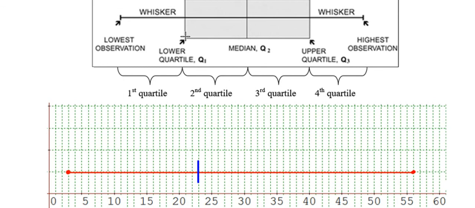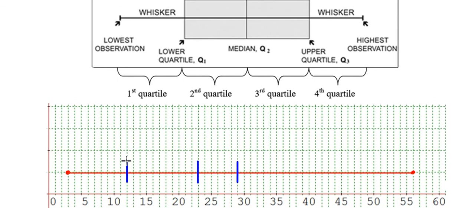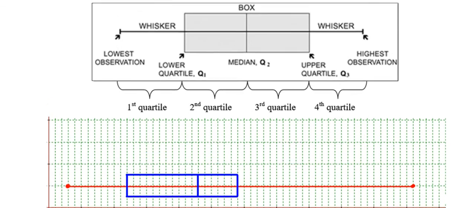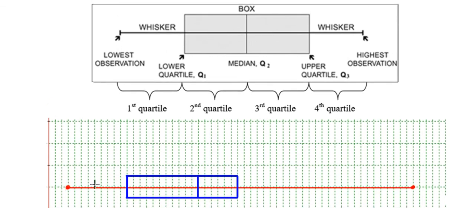You're going to draw a vertical line, same length, at the lower quartile, which was 12. And another one at the upper quartile, which was at 29. And lastly, you seal Q1, Q3 with the median in the middle around a box. So there's the box. So you can see up here, there's the box. There's the whiskers.